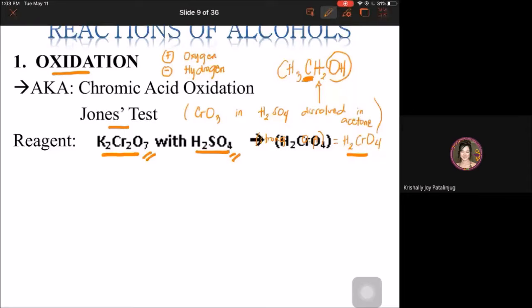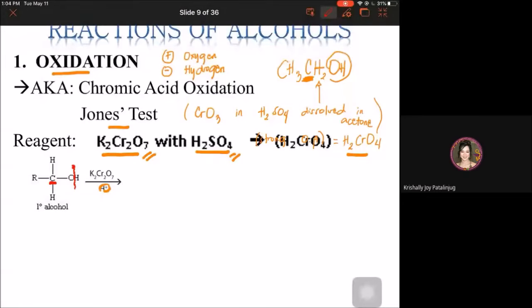Now, let's have the general reaction. What is the product when a primary alcohol or a secondary alcohol is oxidized? So, general reaction, let's start first with primary alcohol. For primary alcohol, upon oxidation, say for example, you use the strong oxidizing agent potassium dichromate in the presence of sulfuric acid, what will happen is this carbon bearing the OH, it will be deprotonated. Ibig sabihin, itong part sa OH, it will be deprotonated, tang-tang ang hydrogen.